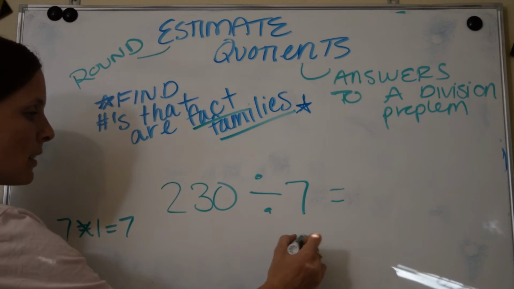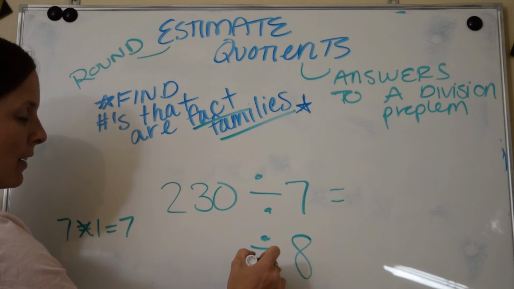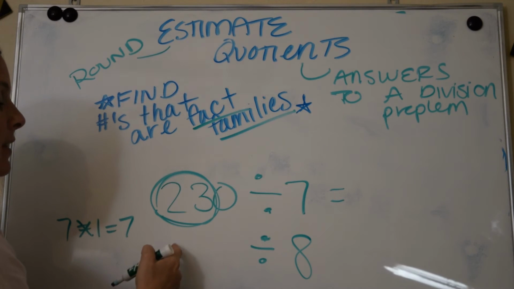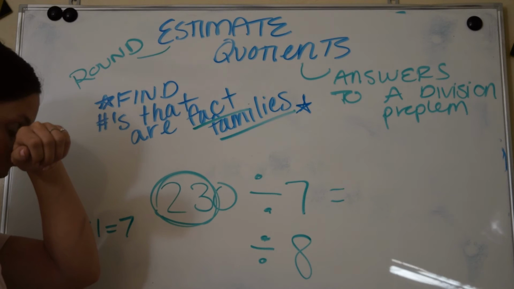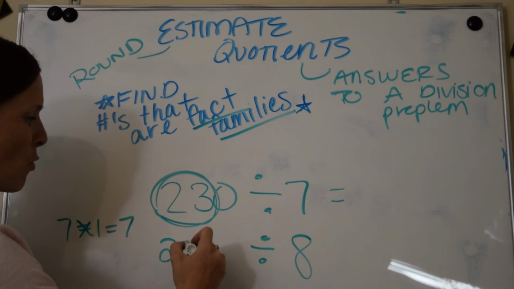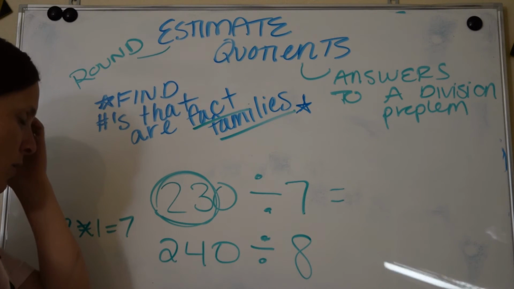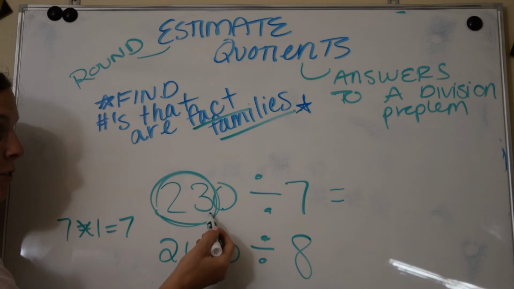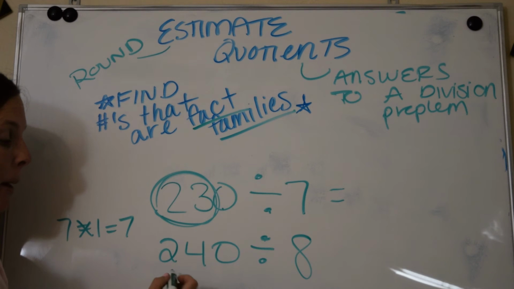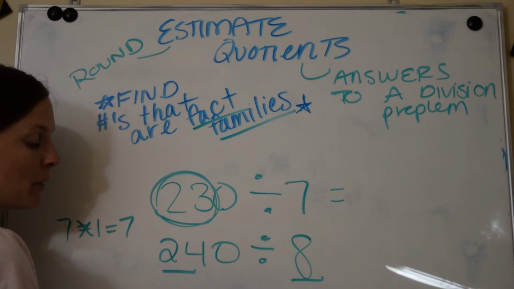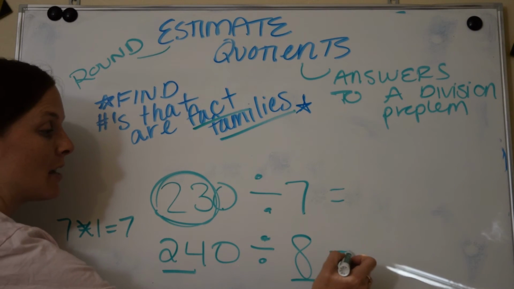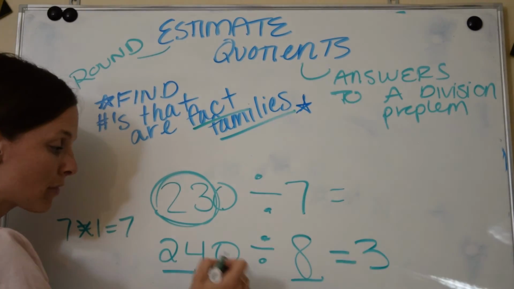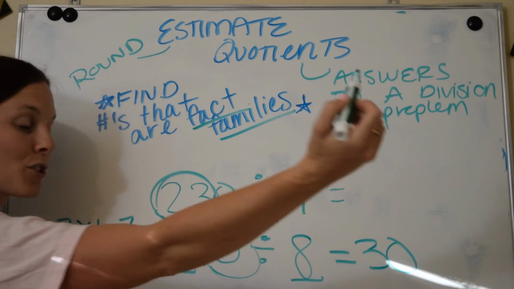What about 8? What if I rounded up just to an 8? What fact family would I need right here? 23 is not a part of a fact family with 8. What about 24? So you need to keep the 0. So I rounded 10 up. I rounded from 230 up to 240. But do you see that I created a fact family? 24 and 8 is a fact family. So 24 divided by 8 is 3. And then include your 0. And our answer is 30.